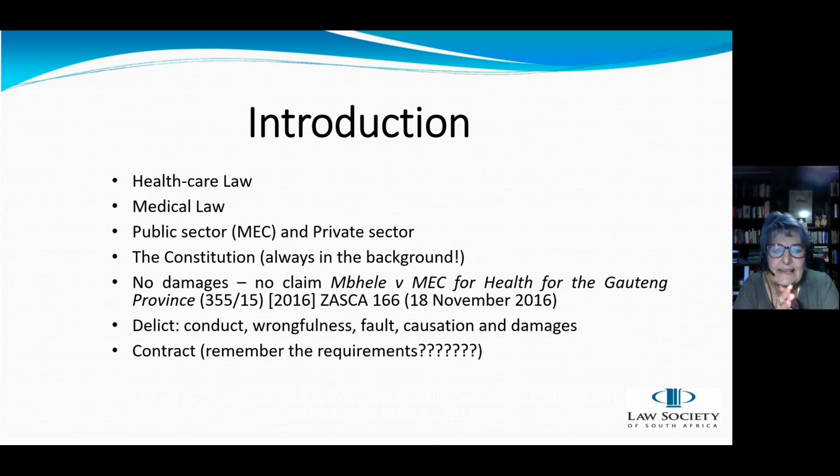And I want you to go and read the case that I've indicated there, Mbele versus MEC for Health for Gauteng. It's a Supreme Court of Appeal case. And it is important that you go and read that case. What happened in that case is that she gave birth to a baby, to a stillborn baby. Then afterwards, she was taken to the maternity ward and she had to go to the mortuary to identify the little baby. That was cruel to do that. And then she suffered a lot of psychological problems and she needed help.